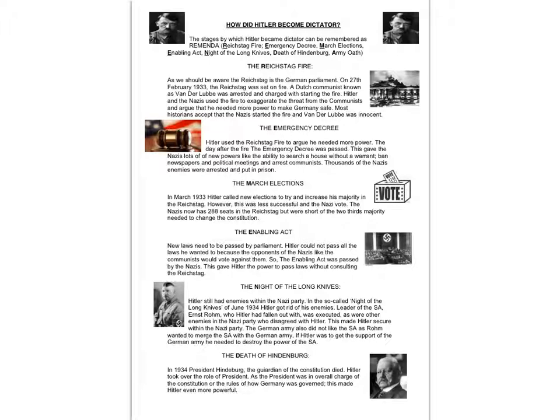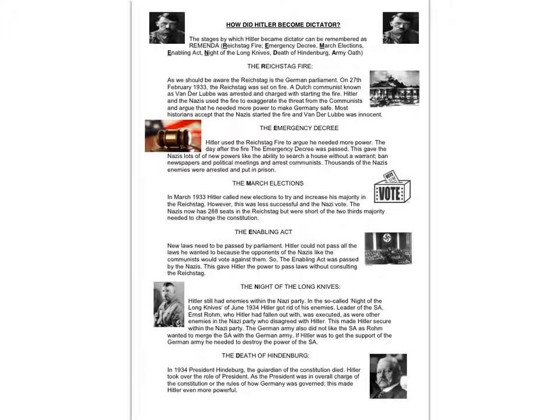Firstly, the Reichstag fire. As we should be aware, the Reichstag is the German parliament. On the 27th of February 1933, the Reichstag was set on fire. A Dutch communist known as van der Lubbe was arrested and charged with starting the fire. Hitler and the Nazis used the fire to exaggerate the threat from the communists and argued that he needed more power to make Germany safe. Most historians now accept that the Nazis started the fire and that van der Lubbe was innocent.